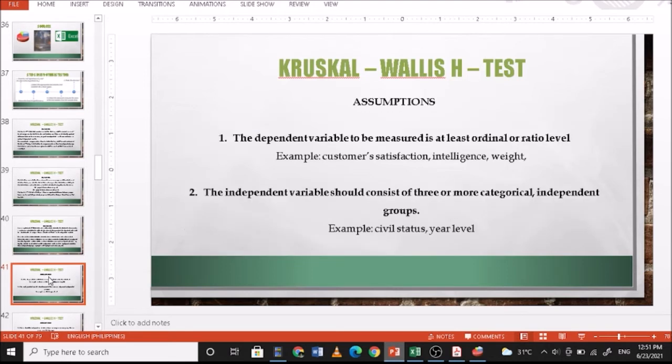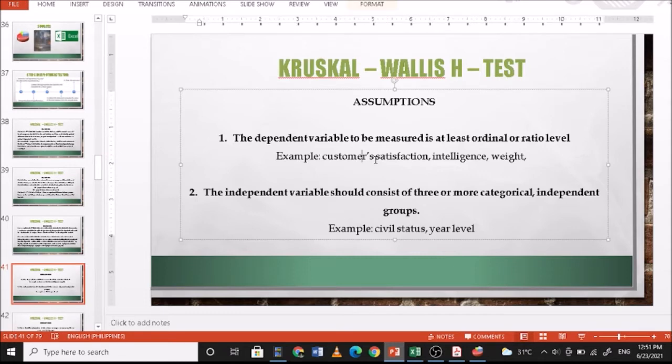So, assumptions. The dependent variable to be measured is at least ordinal or ratio. So either you use your Likert scale or a ratio scale, like customer satisfaction, intelligence, weight. The independent variable should consist of 2 or more categorical independent groups. For example, civil status, so single, married, or widowed, and year level, so first year, second year, third year, fourth year.